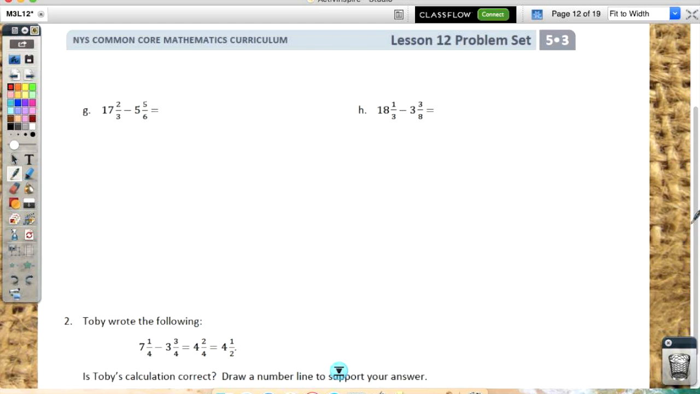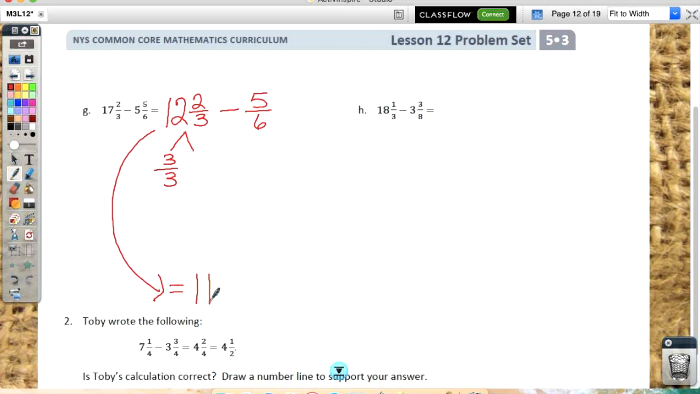So table 2, tell me what I write to start with here. 2 and 2 thirds minus 5? 2 and 2 thirds? No, 12. 12 and 2 thirds, good. Minus 5 sixths. And then we have to make a decision. Do we need to borrow a 1? Yes. Is 2 thirds less than 5 sixths? Yeah, it is. Because 2 times 6 is 12 and 3 times 5 is 15. So if I borrow a 1 here, right, what does that leave me? 11.